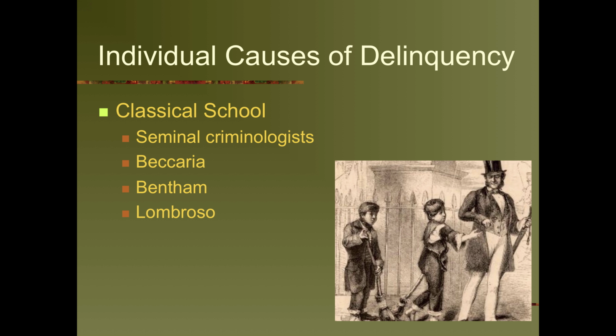So let's start with what's known as the classical school of criminology, which of course was applied to adults, but at the time that these theories were developed, children were thought of as essentially miniature adults. Of course, our present theories of childhood development inform us that this is entirely false, but this was the belief system at the time. So the classical school of criminology includes the theorists Beccaria, Bentham, and Lombroso.